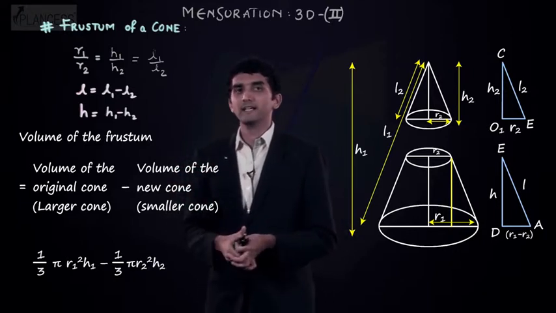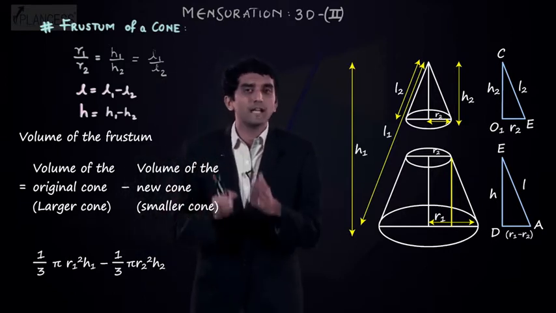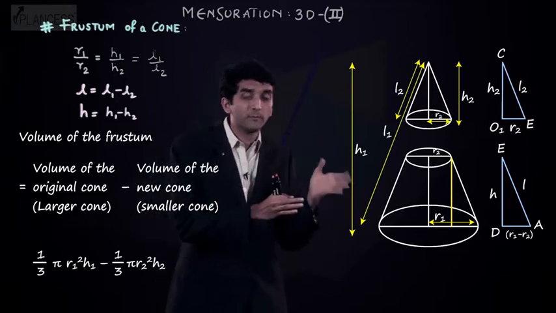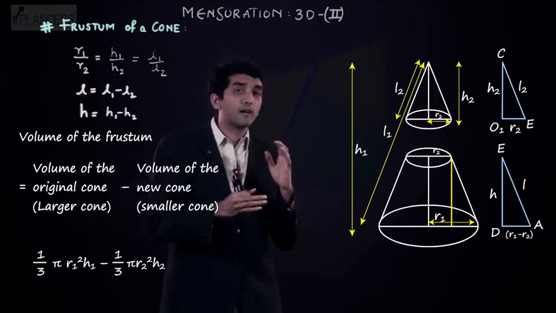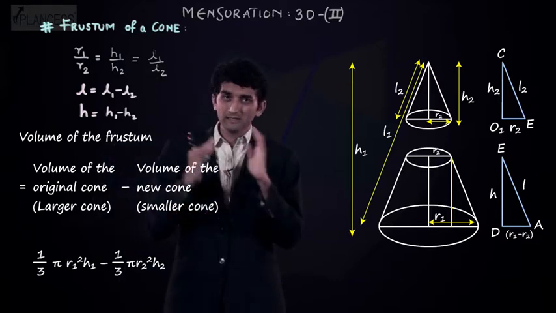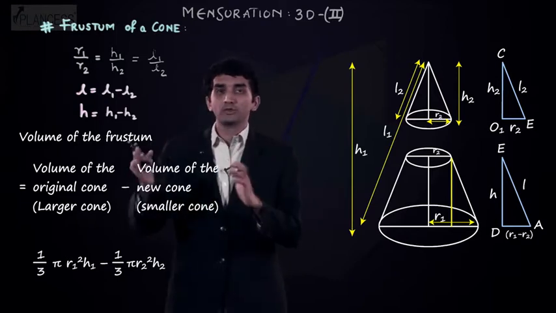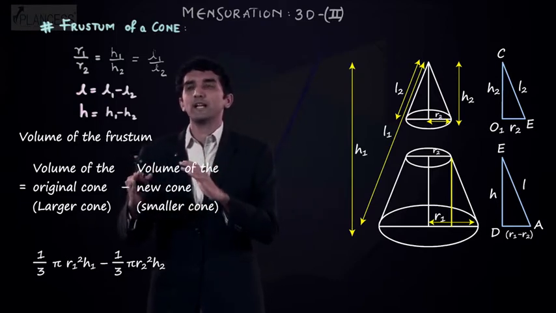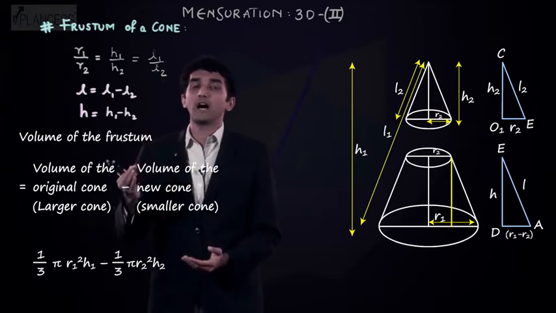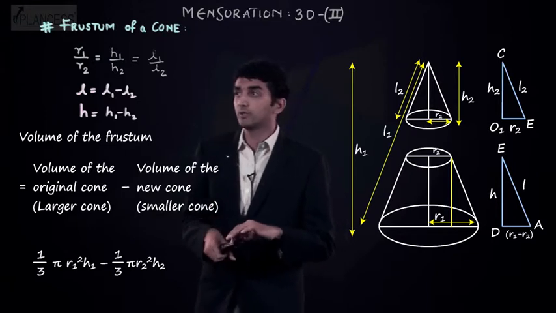Now the interesting thing here is we don't have h1 and h2 given to us for the frustum. h1 and h2 are the heights of the original cone and the new cone. These two entities are not going to be given to us for the frustum. So we have to find h1 and h2 in terms of the given quantities, which are r1, r2, h and l. Let's see how we can do that.